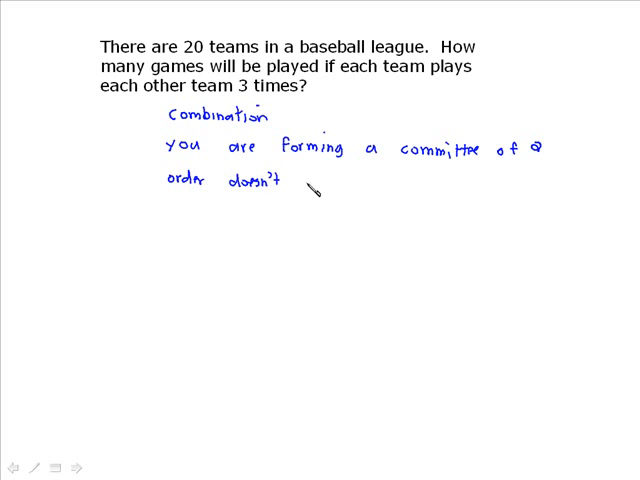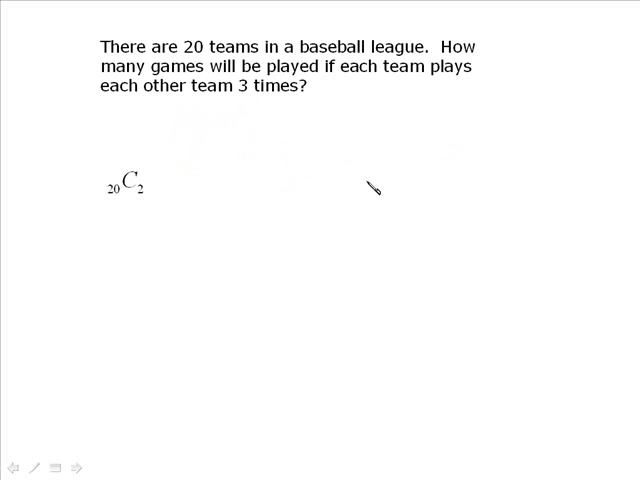Now some of you might be thinking, well, what about home teams or away teams and that sort of thing? Well, in terms of the number of games, it doesn't make any difference. You playing the Mets is the same as the Mets playing you. It counts as a game. So this leads us to an easier solution.